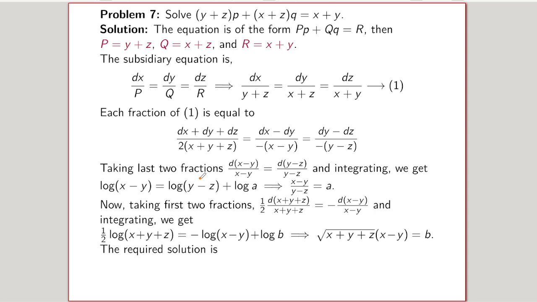So the required solution can be written as phi of x minus y divided by y minus z, comma square root of x plus y plus z into x minus y. This will be equal to 0. So this is a different type of problem using double multipliers method.